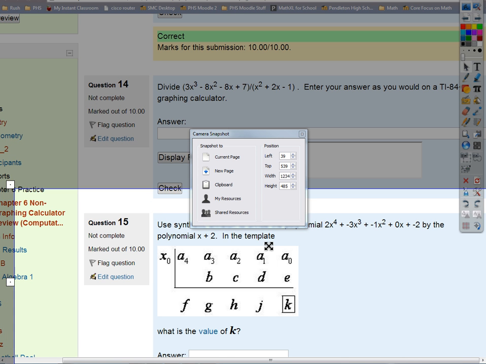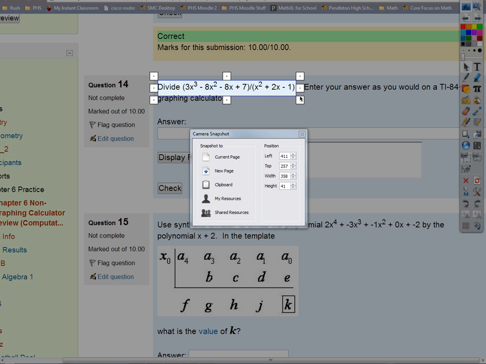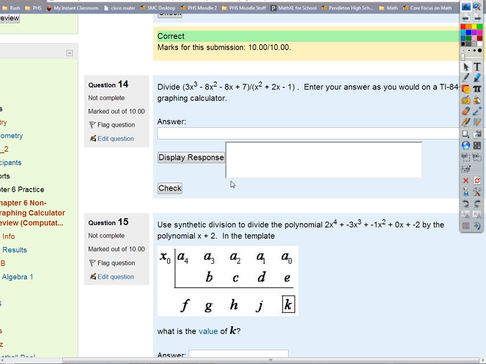And this is a little bit of a process, so let's take this one from the top. The answer that I'm looking for on this is, I want you to write in the whole answer. So if I divide these polynomials, what do I get back? You're going to have to use this display response box to make sure you have it input correctly. Okay, so let's take a quick look.